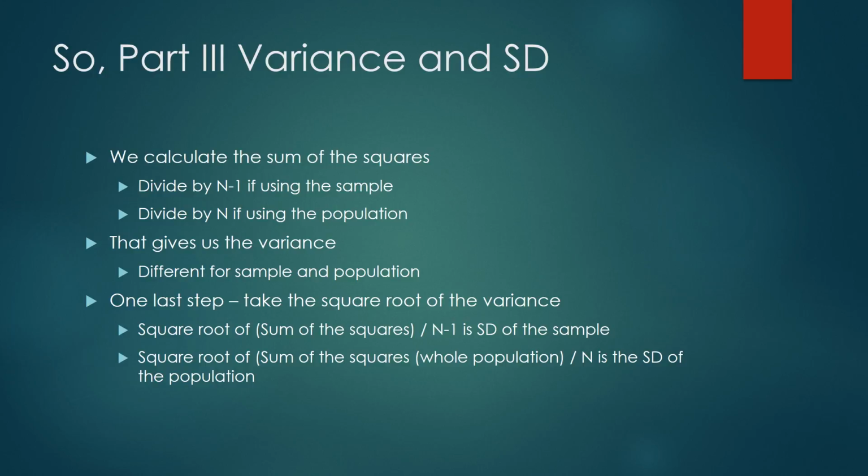And so s squared is actually equal to our variance. But if we want to get s, or our standard deviation, we have to take the square root of it. So that's the last step to get us to the standard deviation. We have to take the square root of the variance. So the square root of the sum of the squares divided by n minus 1 is the standard deviation of the sample. And taking the square root of the sum of the squares for the whole population divided by n will be the standard deviation of the population.